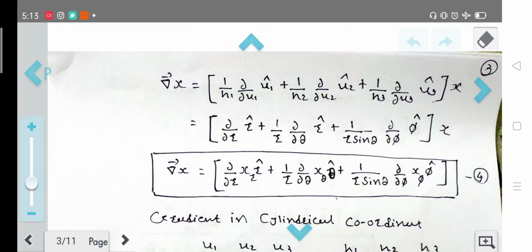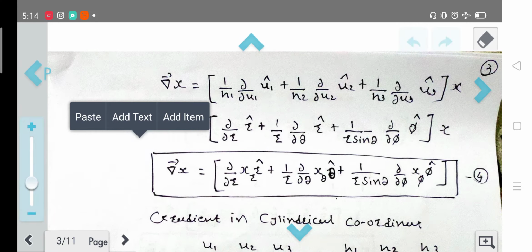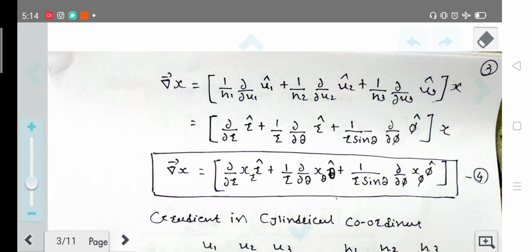Now let's take the scalar quantity inside the formula. So we will have del by del r, the r component of x, r cap plus 1 upon r del by del theta component of x, theta cap plus 1 upon r sine theta del by del phi component of x, phi cap. So this will be the formula for gradient in spherical coordinate system.